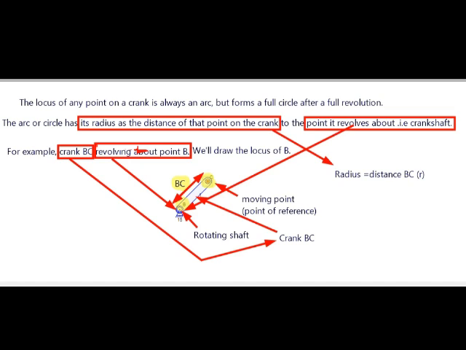So for example, crank BC, you can see BC revolving at point B. So we're going to draw the locus of B, then later we'll do the locus of C. So now the locus of B, like I've earlier said, the rotating shaft always has its locus at the point. So B's locus is at that point B, it's just a point.